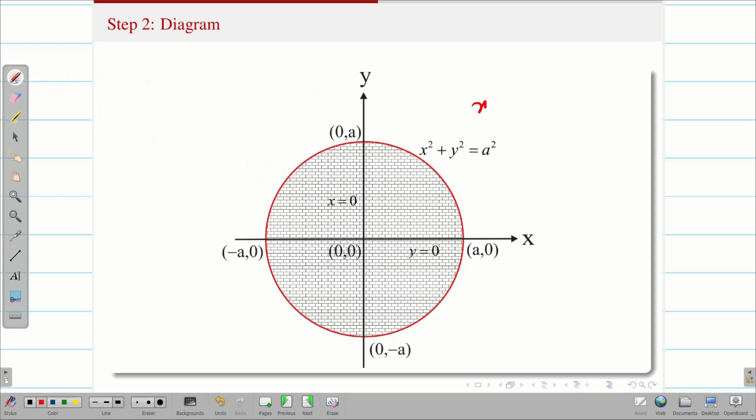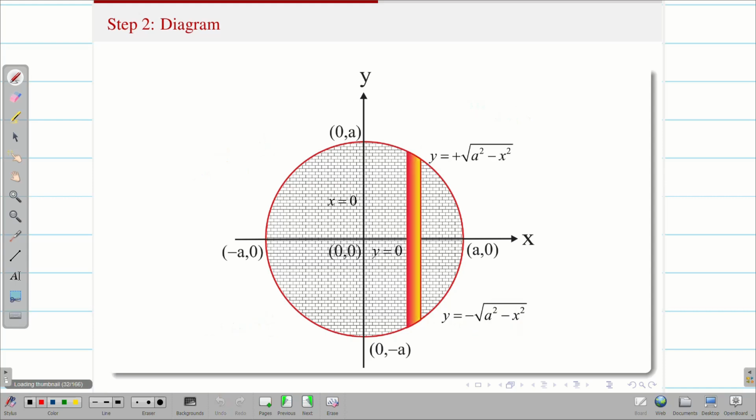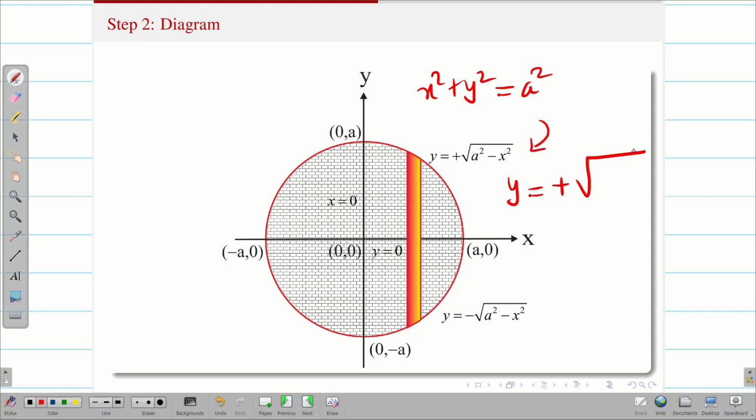In this quadrant x and y are positive. In this one, x is negative, y is positive. Here x is negative, y is negative. And here x is positive, y is negative. So it is very tough for us to choose the limit. Suppose I'm taking the vertical strip, with x square plus y square equal to a square as my circle. In the first quadrant, y will be the positive square root of a square minus x square. But in the fourth quadrant, y is negative, so I have to take y equal to minus square root of a square minus x square.